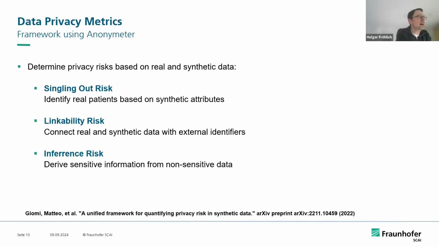In essence, it combines three different aspects of data privacy. One is the so-called singling out risk. So what is the risk to identify a real patient based on certain synthetic attributes? Second, the so-called linkability risk. So can we connect real and synthetic data with the help of certain external identifiers that an attacker might have information about? And third, the so-called inference risk. So can we derive sensitive information about a real patient from non-sensitive data?